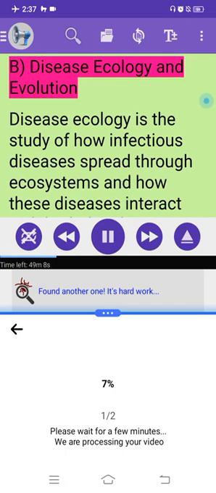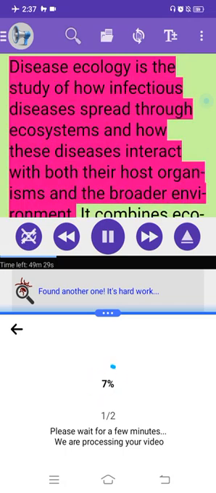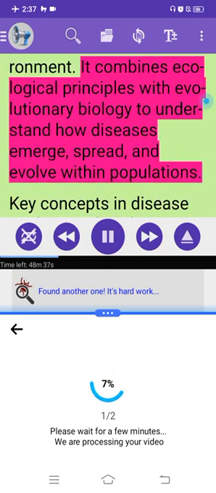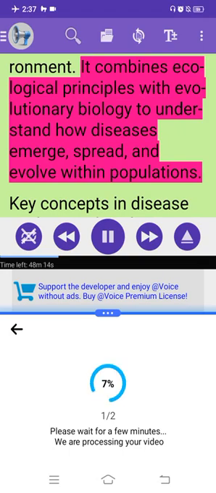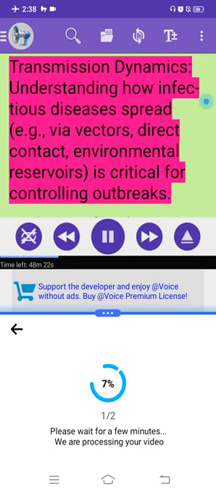B. Disease ecology and evolution. Disease ecology is the study of how infectious diseases spread through ecosystems and how these diseases interact with both their host organisms and the broader environment. It combines ecological principles with evolutionary biology to understand how diseases emerge, spread, and evolve within populations. Key concepts in disease ecology and evolution.